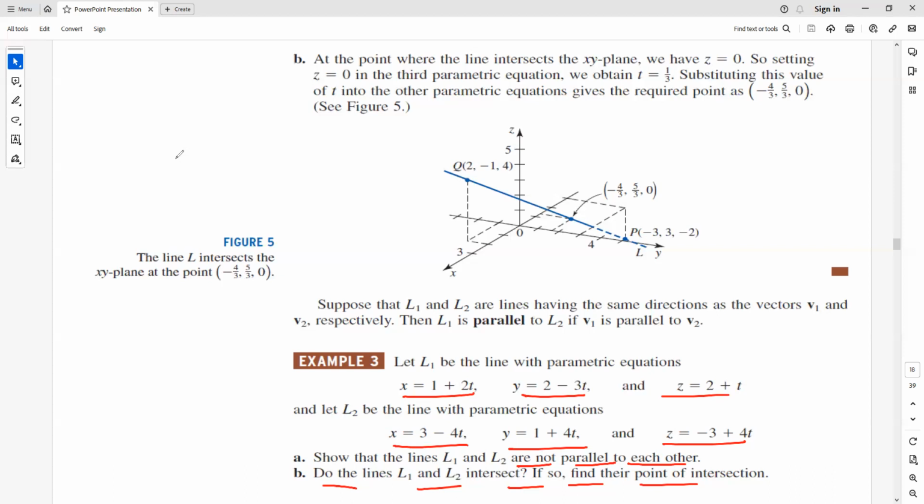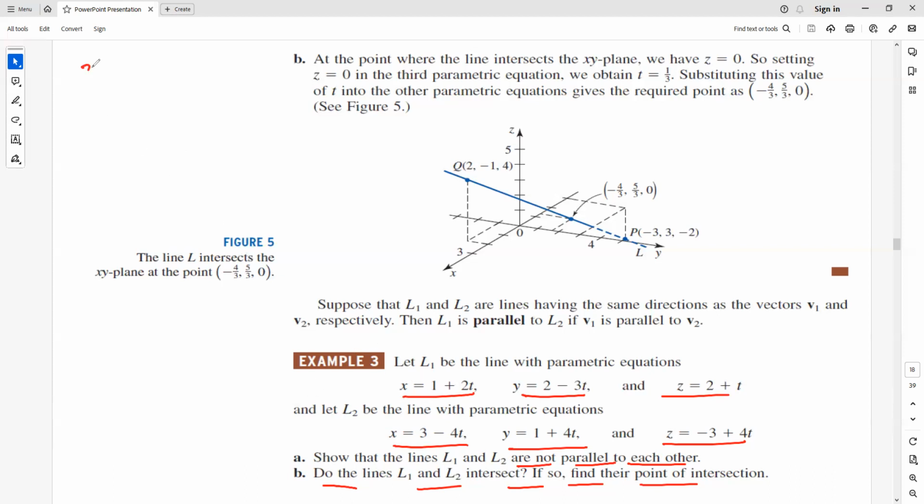Because one line can be in the XY plane, another line can be in the YZ plane, and they may not be parallel, and then they will not intersect because the lines are in different planes. So now we need to check what's happening.